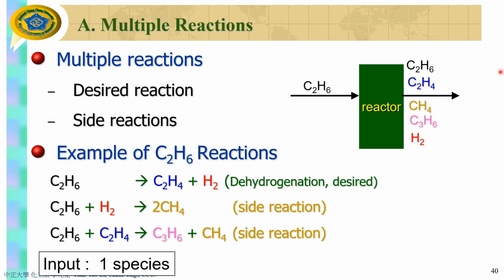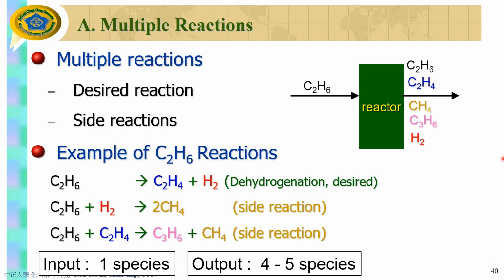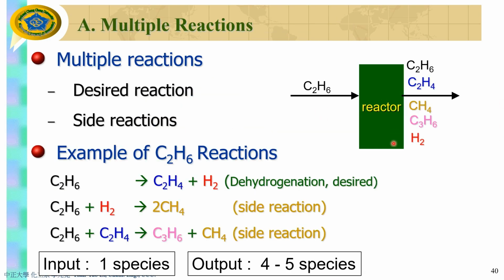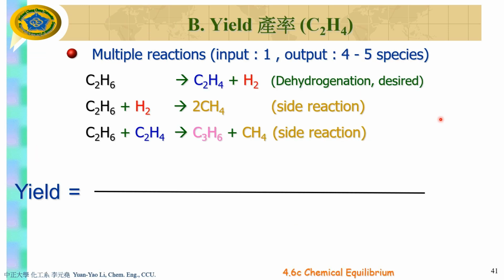So what happens if you just want C2H4? You might need another process to do the separation, right? So one species input, and there are 1, 2, 3, 4, 5, so 4 to 5 output species. So the thing is, we want to know how good this reactor is, right? How good is this reactor? Of course, we want to get as much C2H4 as we can, and we don't want this. So this is a term we call yield.